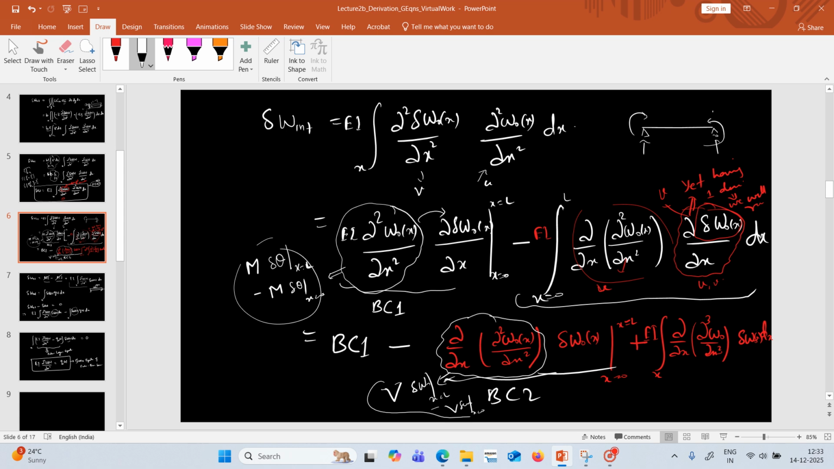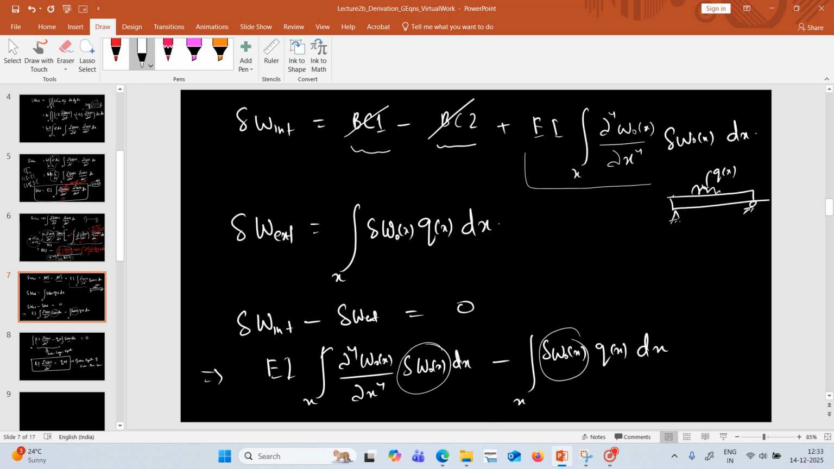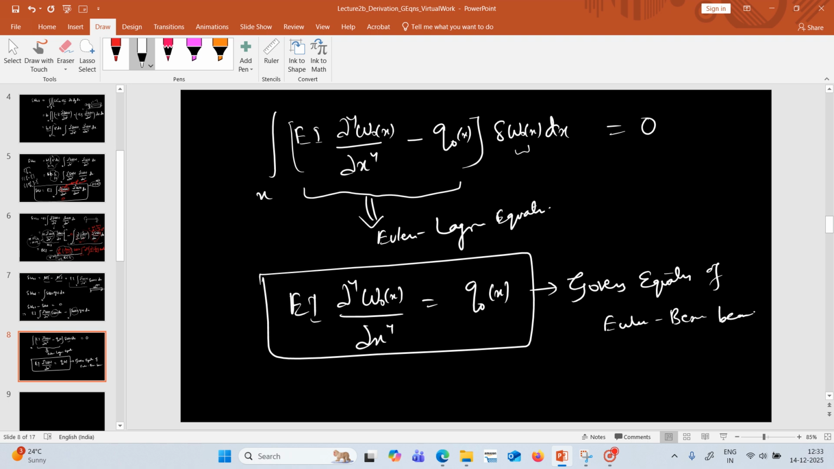It is externally applied, so we are ignoring it because we have only the transverse load acting here. That is how we got the governing equation of the beam using the principle of virtual work. We stop here, and in the next class we will see the total potential energy approach.